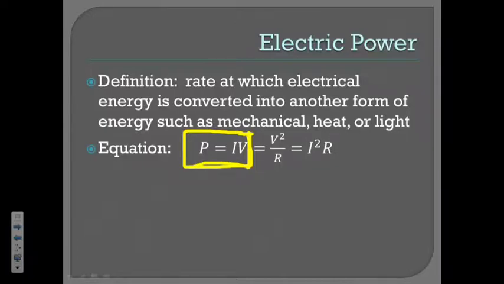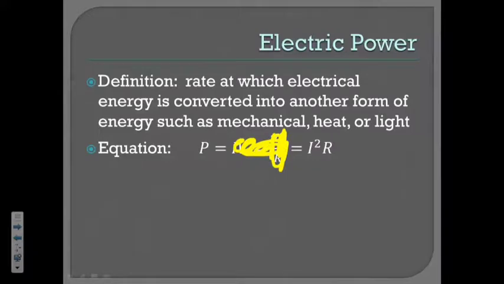But power is also equal to voltage squared over resistance. So that's just another way that you could work out these problems. If you're given voltage and resistance, you can still find the power. And same thing goes over here at the very end. Power is also equal to the current squared times resistance.